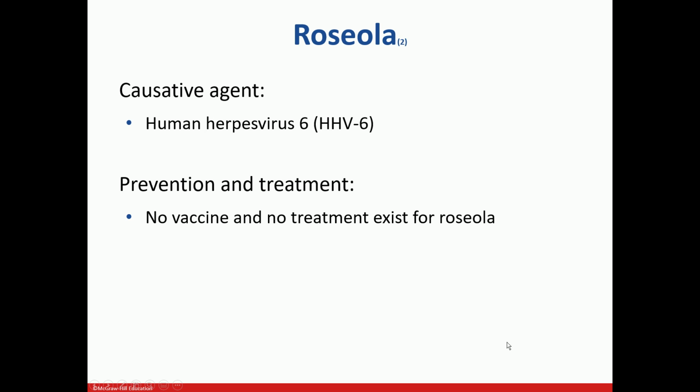Okay, what is the causative agent of roseola? It's human herpes virus 6, HHV6. That's the virus which causes this skin disease. There is no vaccine and no treatment for this. I think it just resolves on its own.